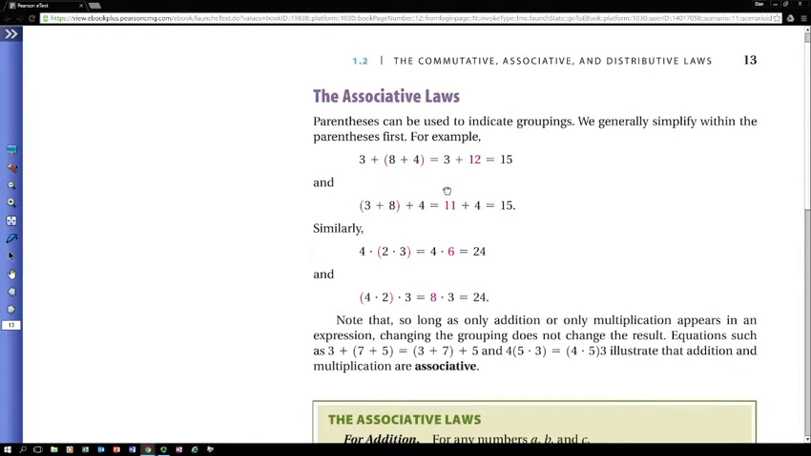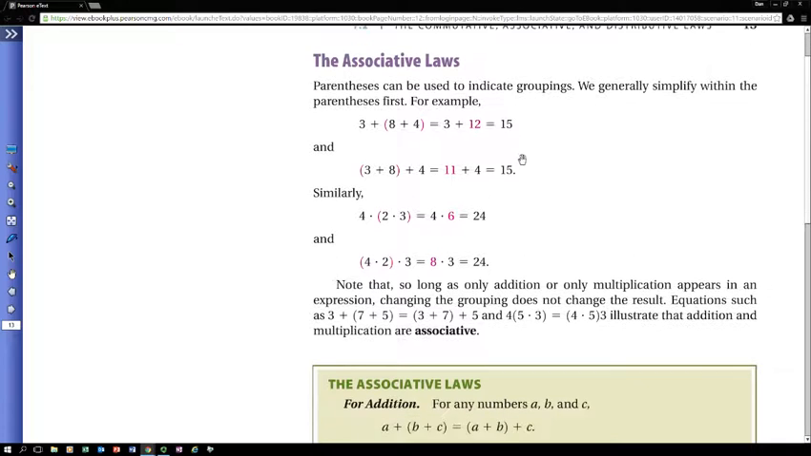Now, the associative law is a grouping thing, and it works on addition and multiplication. And again, they go into, let's look at these simple additions. If I took this 3 plus the quantity 8 plus 4, I get 3 plus 12 is 15. Well, if I change the grouping, according to order of operations, PEMDAS is the acronym for it, we do parentheses or grouping first, exponents next, and then multiplication and division, left to right.